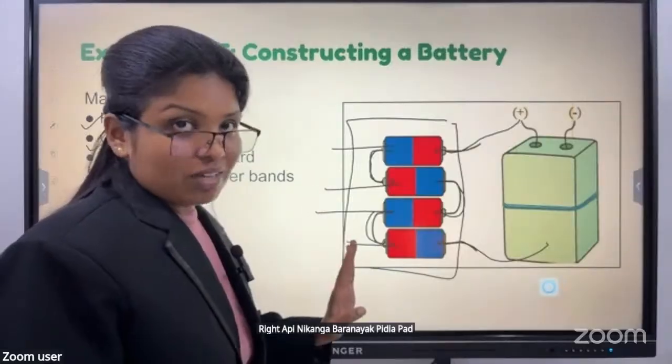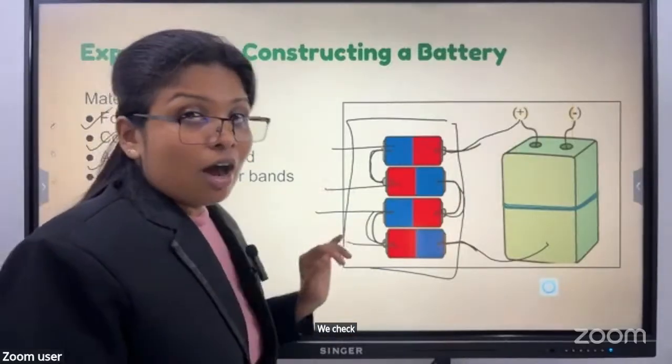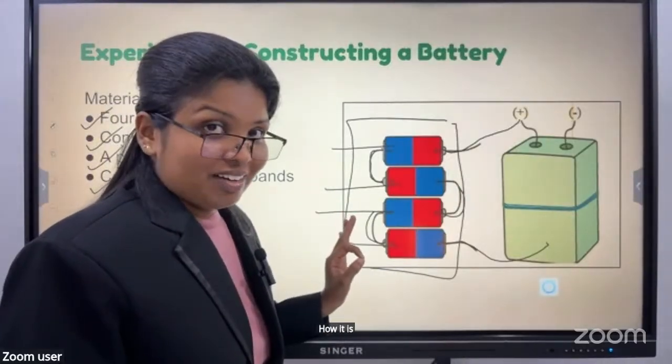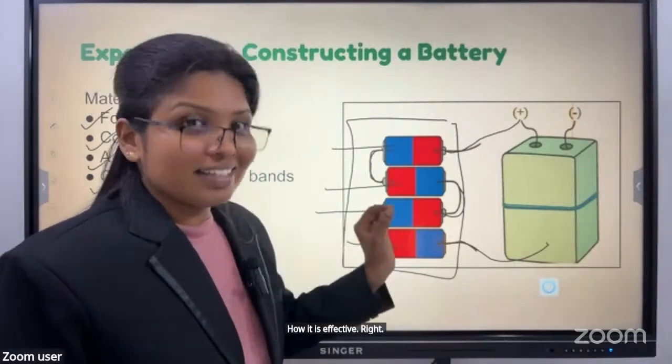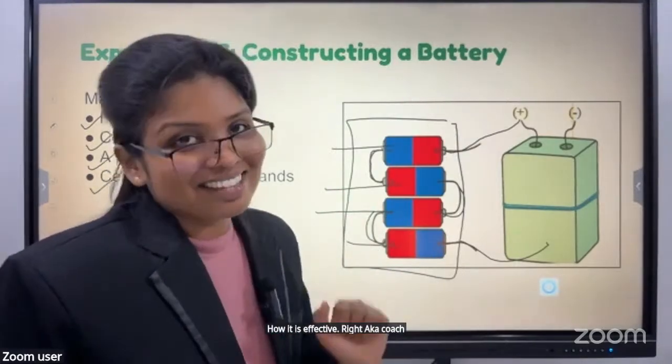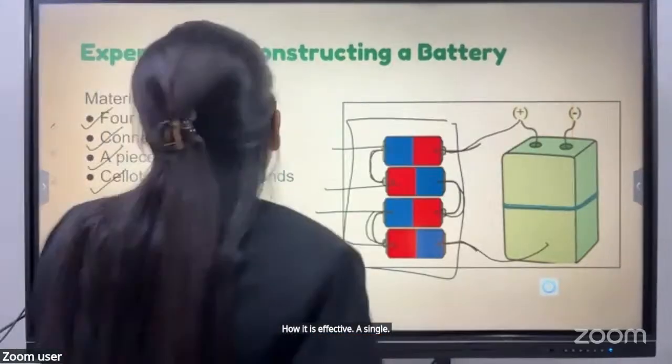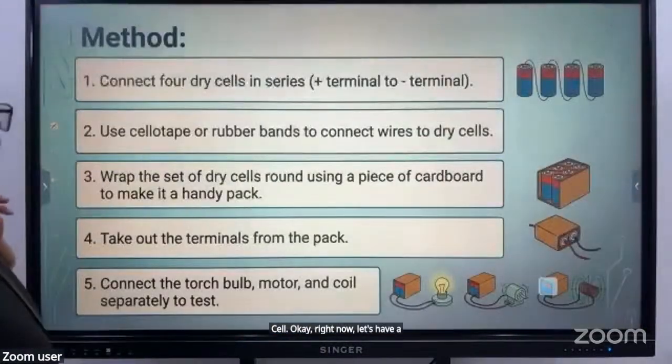Thereafter we check how effective it is, right? We check how effective it is rather than a single cell. Okay, right. Now let's have a look how we can do that.